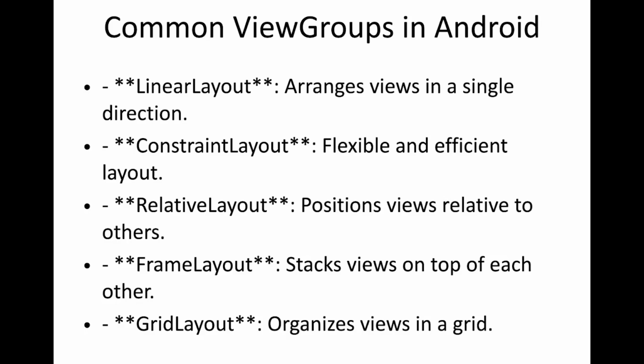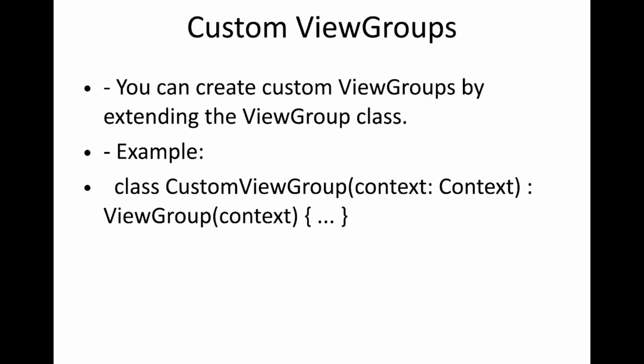Linear layout arranges views in a single direction. Constraint layout is a flexible and efficient layout. Relative layout positions views relative to others. Frame layout stacks views on top of each other. And grid layout organizes views in a grid, in table format. Custom view groups: you can create custom view groups by extending the view group class. That means we can create a custom view.